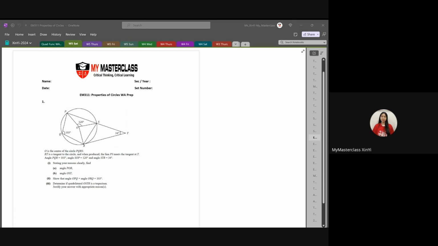Union means whatever you shade. First A is this part, union B, and B is all outside. Union means whatever is shaded, you include it. Then for intersection, you only include the overlap.